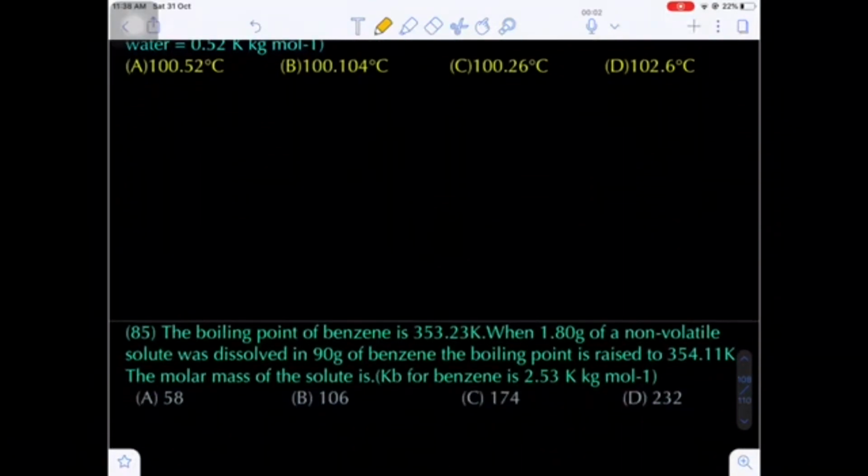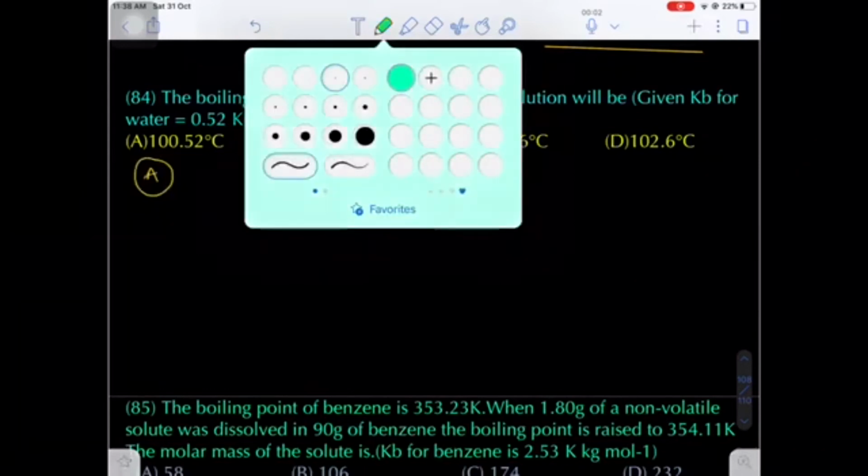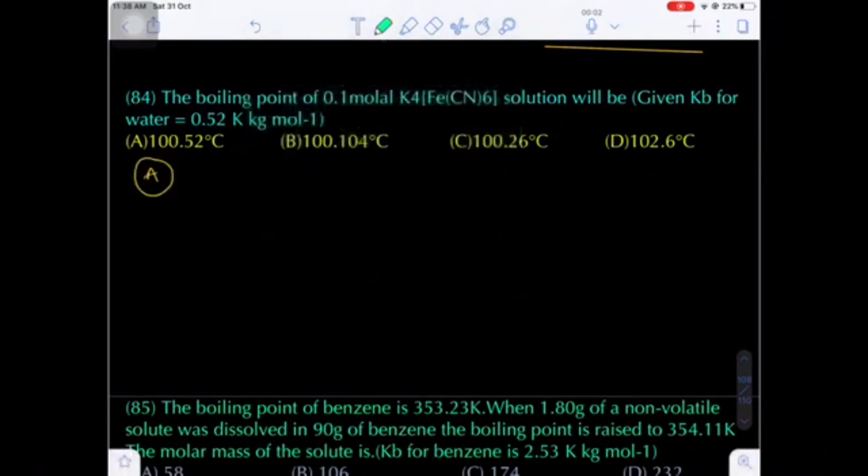Okay. Now question number 84. In question number 84, the boiling point of a 0.1 molal K4[Fe(CN)6]. Do you know K4[Fe(CN)6]? It is called potassium ferrocyanide. Now the square bracket, up to this square bracket, is called a complex species or complex ion. It is a single ion.